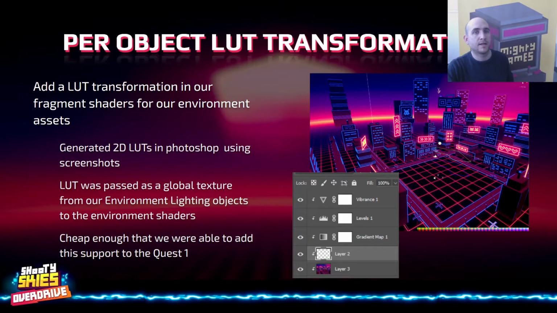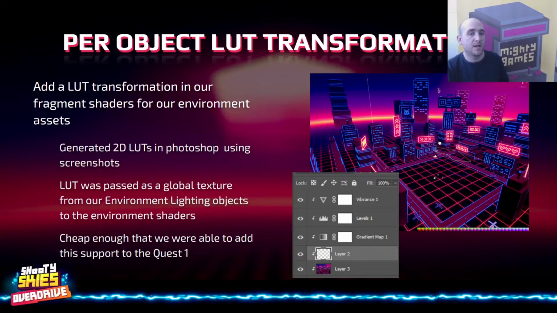So we added a LUT transformation into the fragment pass of our environment assets, and we generated 2D LUTs in Photoshop by taking a screenshot of our environment and performing blending effects on that. So in this example, we had a bit of vibrance levels and gradient map image adjustments, and that was then saved out over our LUT image there in the bottom right of the screenshot. And that was passed as a global texture from our environment lighting objects to the environment shaders.